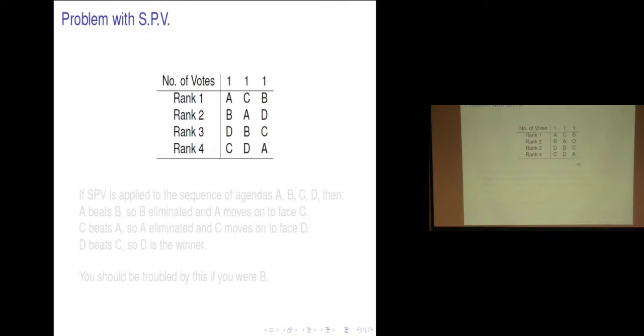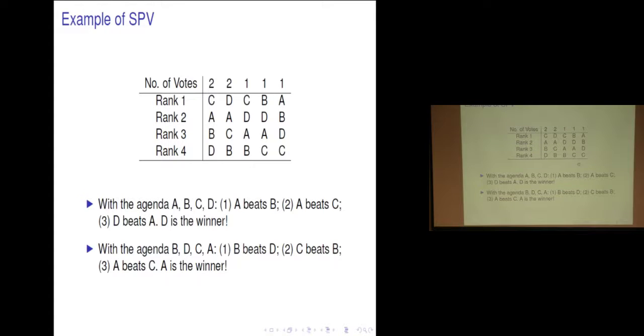So actually, this shows SPV is just like sports. Sometimes it depends on your luck. If the order is right, you win. If the order is not in your favor, then unfortunately you're out. So it's a little bit random. It's not really robust.